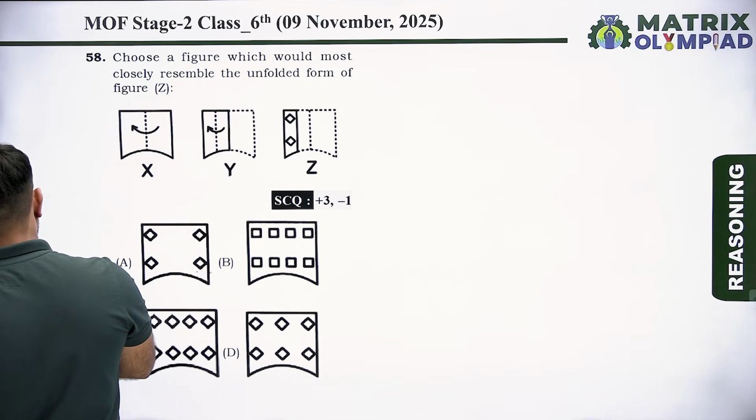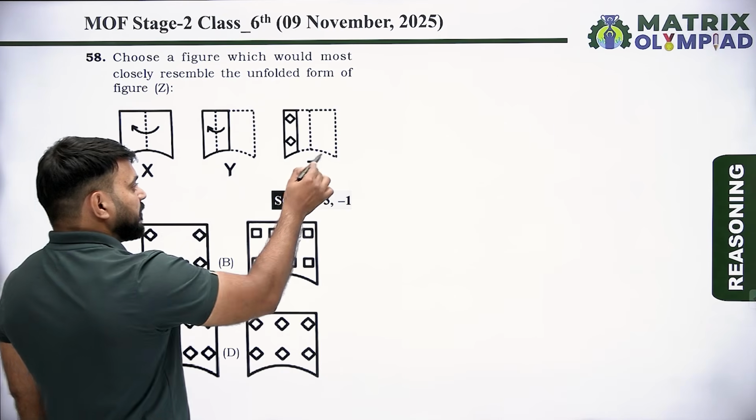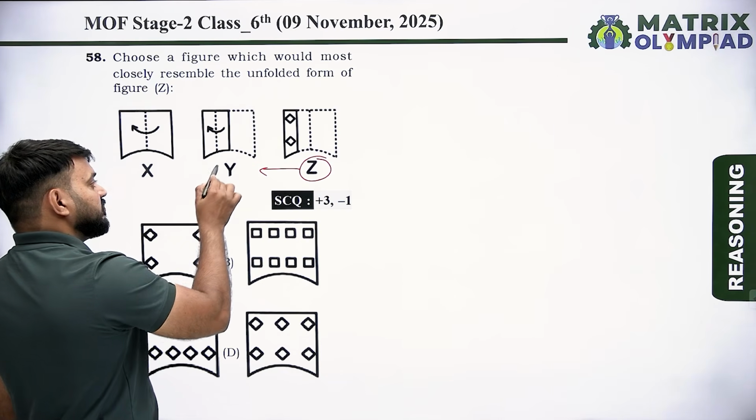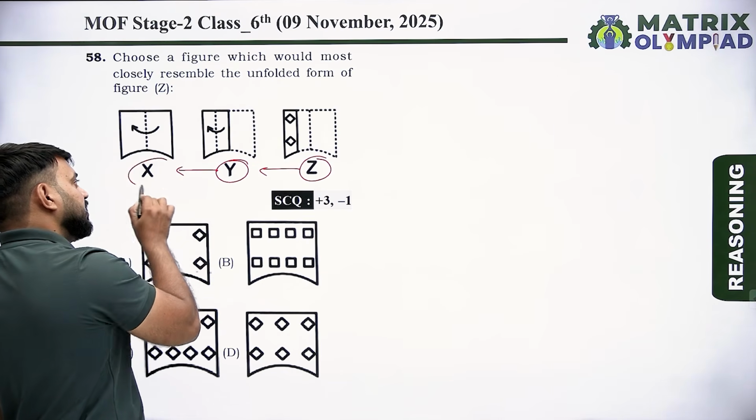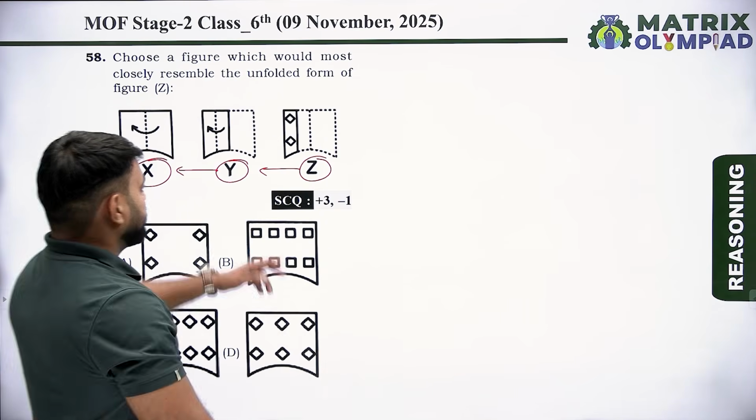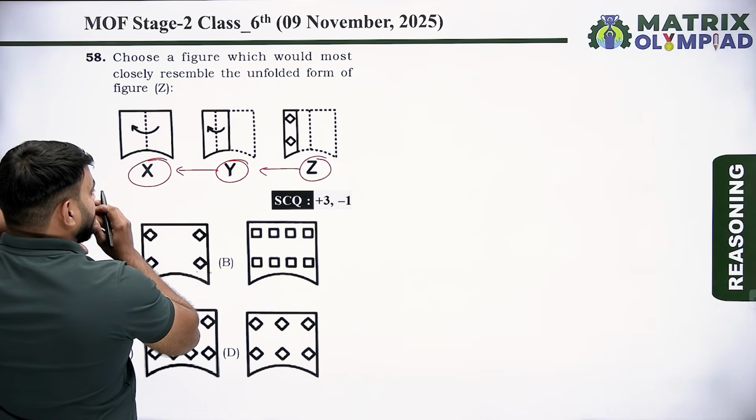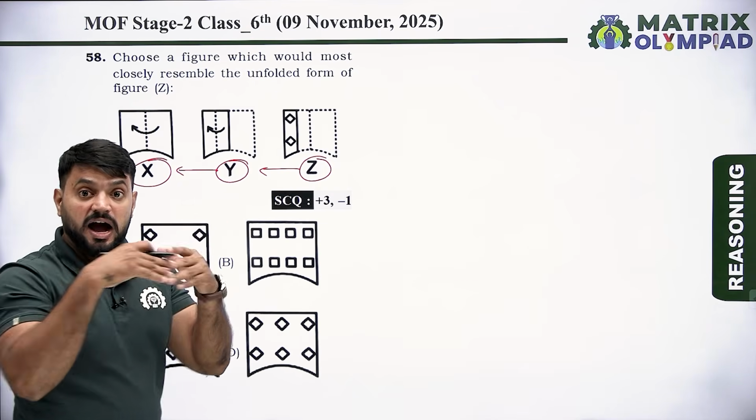So now next question is question number 58. Choose a figure which would most closely resemble the unfolded form of figure Z. So unfold the figure in the same sequence when it was folded and find the image after unfolding. First unfold the Z, then we get Y. Now unfold the Y, then we get X, and find the image of X after the cut.